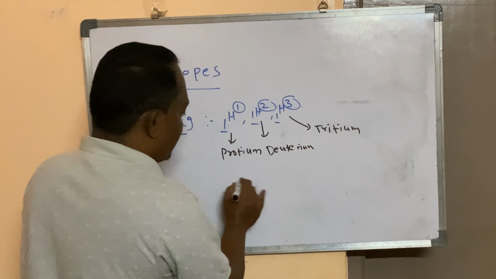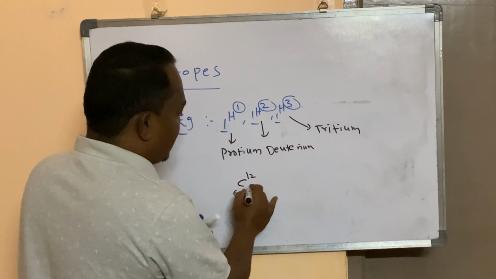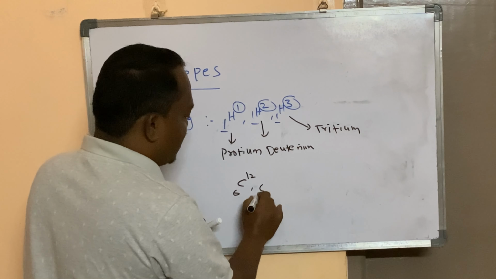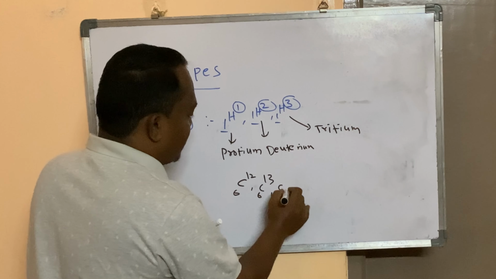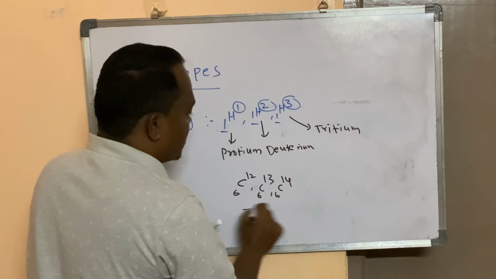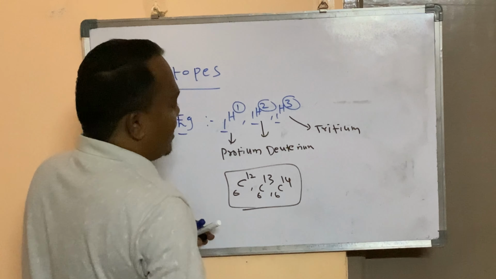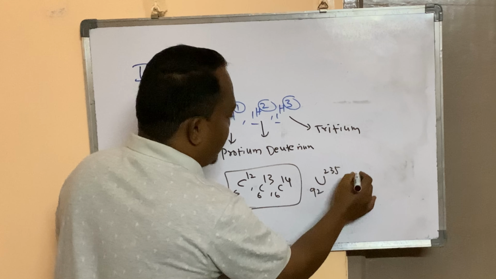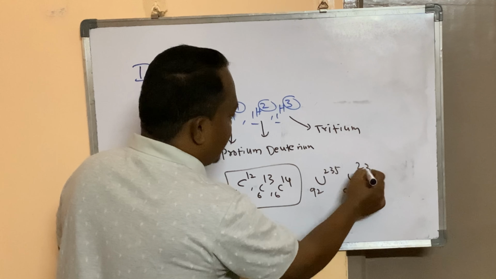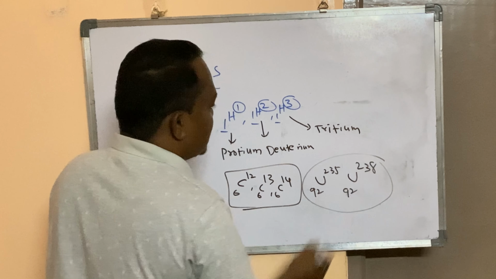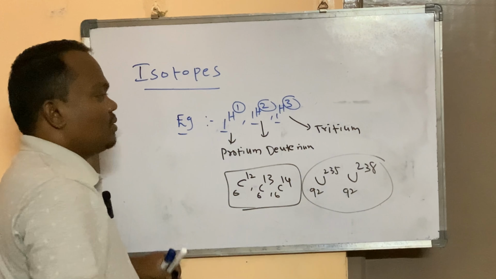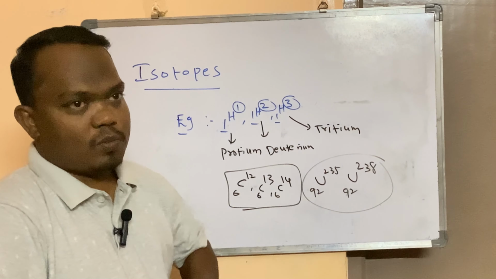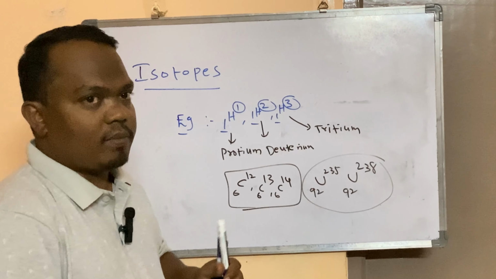Okay, here we have some more examples. Carbon with mass number 12, carbon with mass number 13, and carbon with mass number 14 are also known as isotopes. Uranium 92 with 235 and uranium 92 with 238 are also considered isotopes. So I hope you understand what we call isotopes.